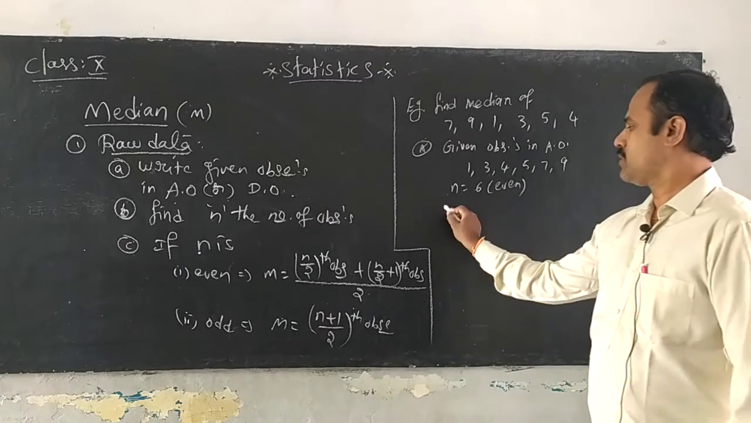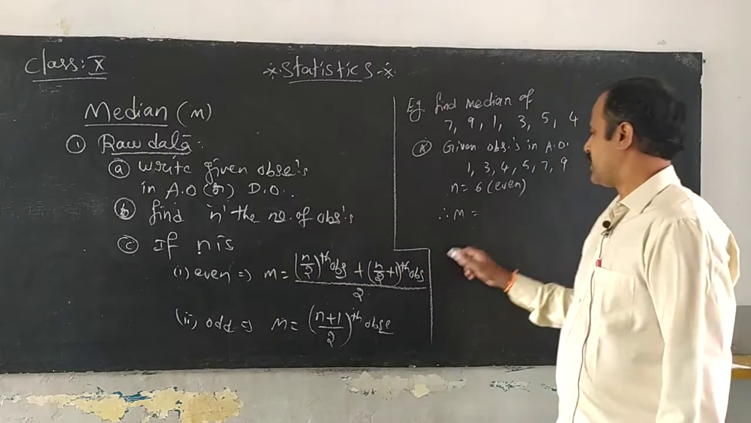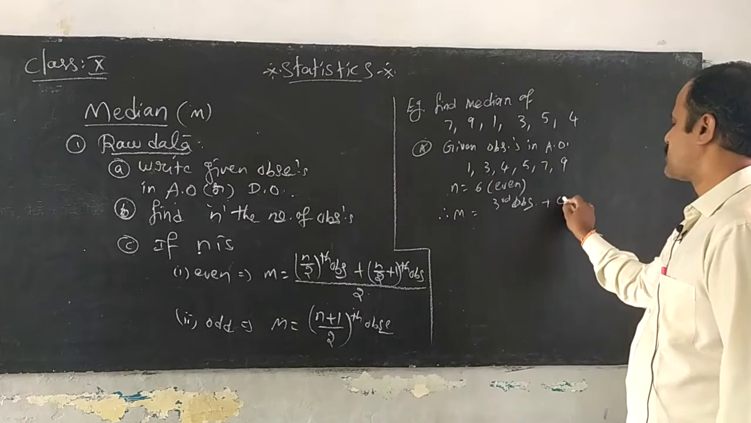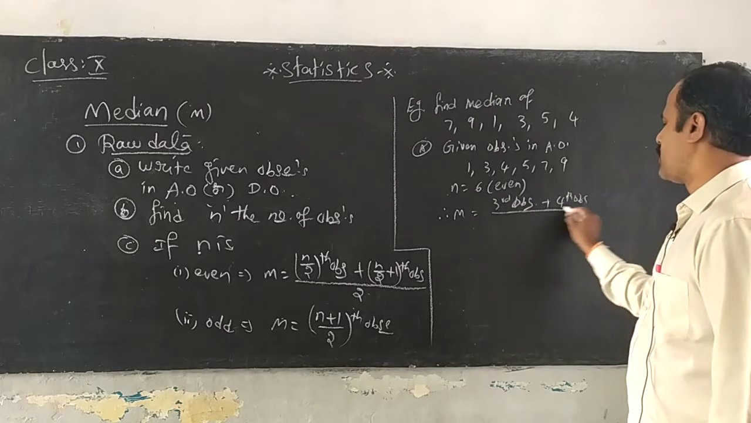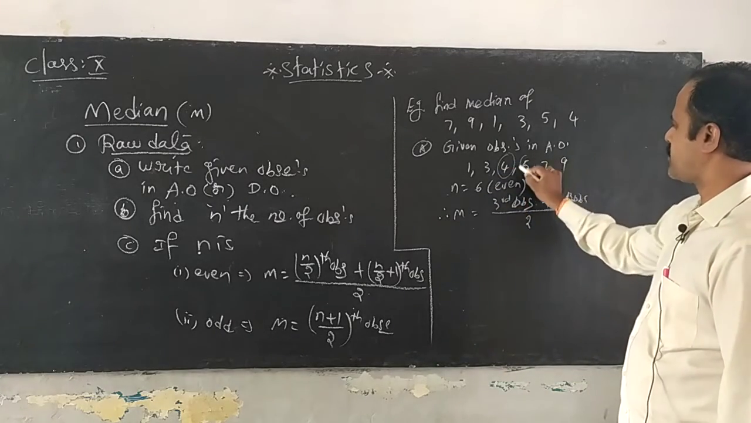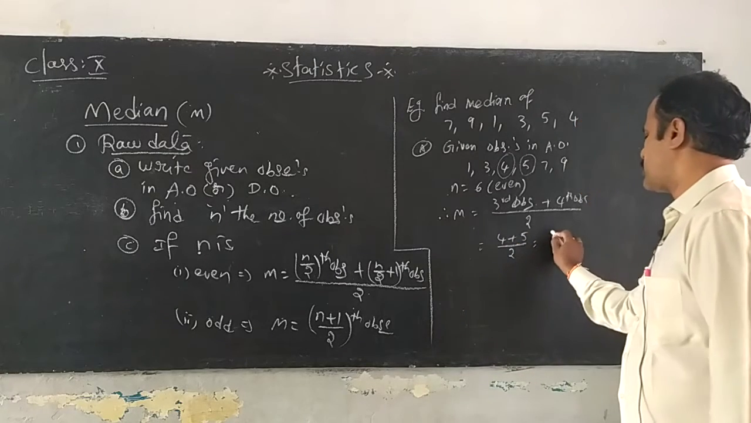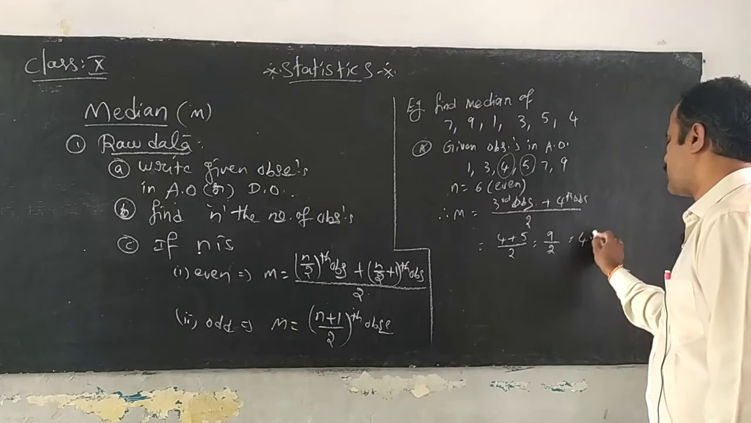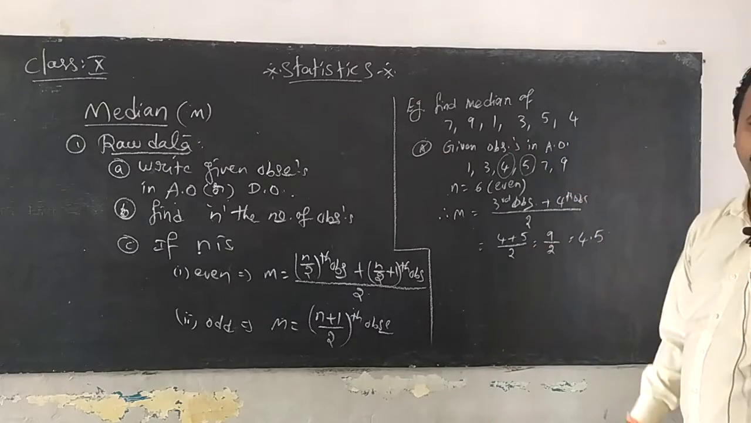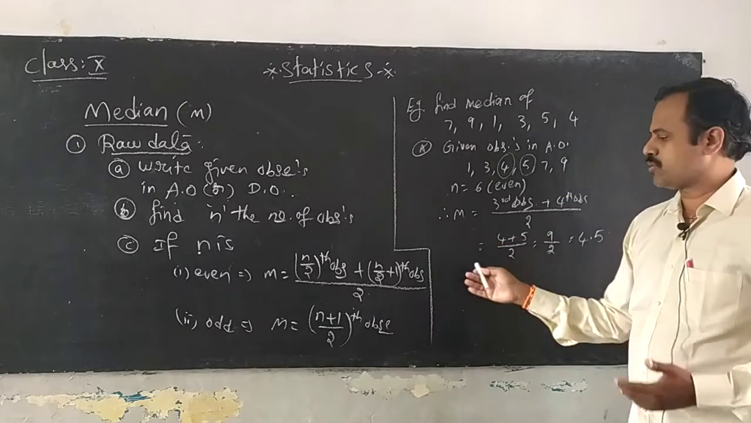Now you go for the median. Therefore M is equal to, the formula is the n by 2th observation, that is 6 by 2, which is the 3rd observation, plus the 4th observation, whole upon 2. What is the 3rd observation here? 4. And what is the 4th observation here? 5. So you take 4 plus 5 upon 2, which is equal to 9 upon 2, which is equal to 4.5. Okay guys, this is your median. If the values are in an odd number, you can use the formula n plus 1 by 2th observation.